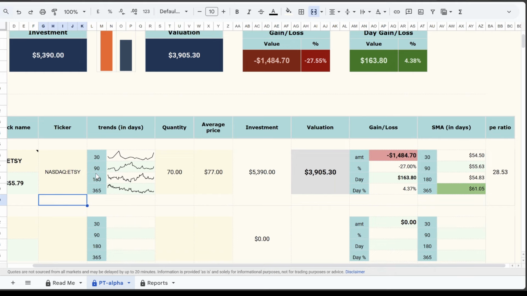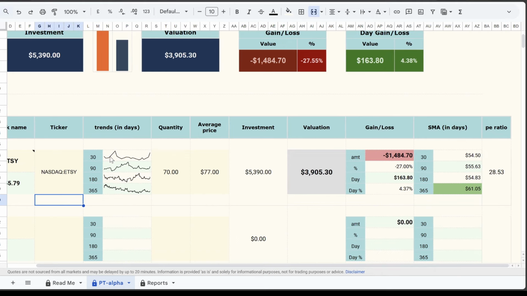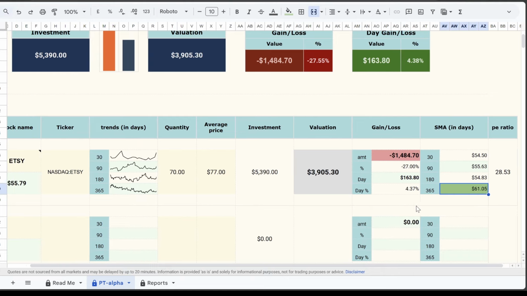Next, check out the trends. It shows the trends for 30 days, 90 days, semi-annual, and for the full year. It gives us short-term and long-term history of stock value. Next is quantity and average price of a stock. Rest of the fields are auto-populated and highlighted. Simple moving average is highlighted for the year since the current price is below that.